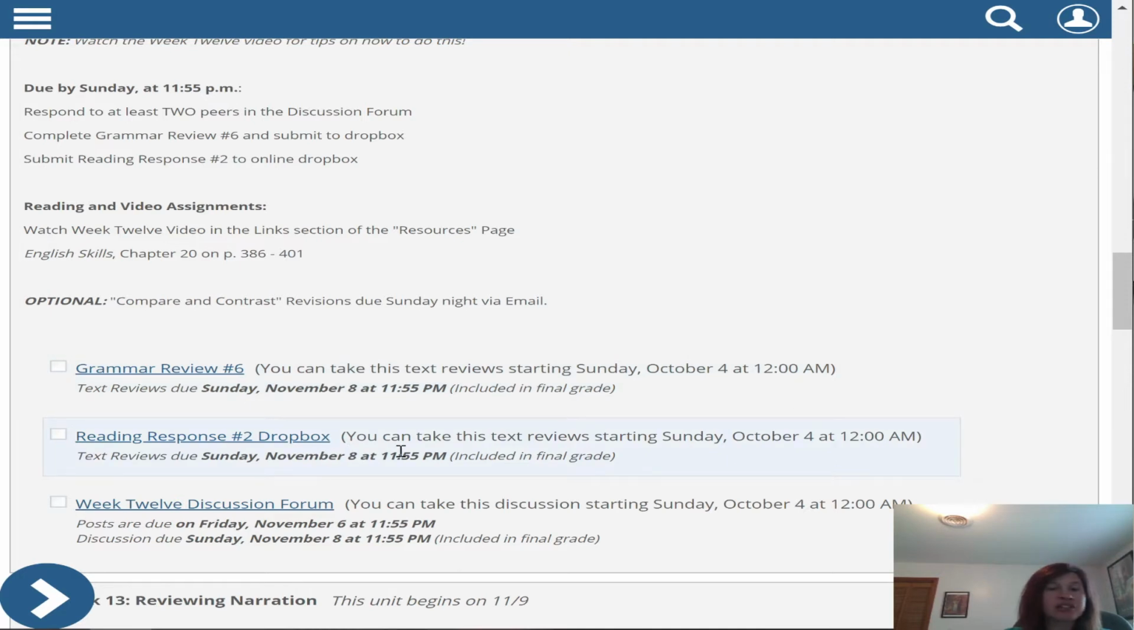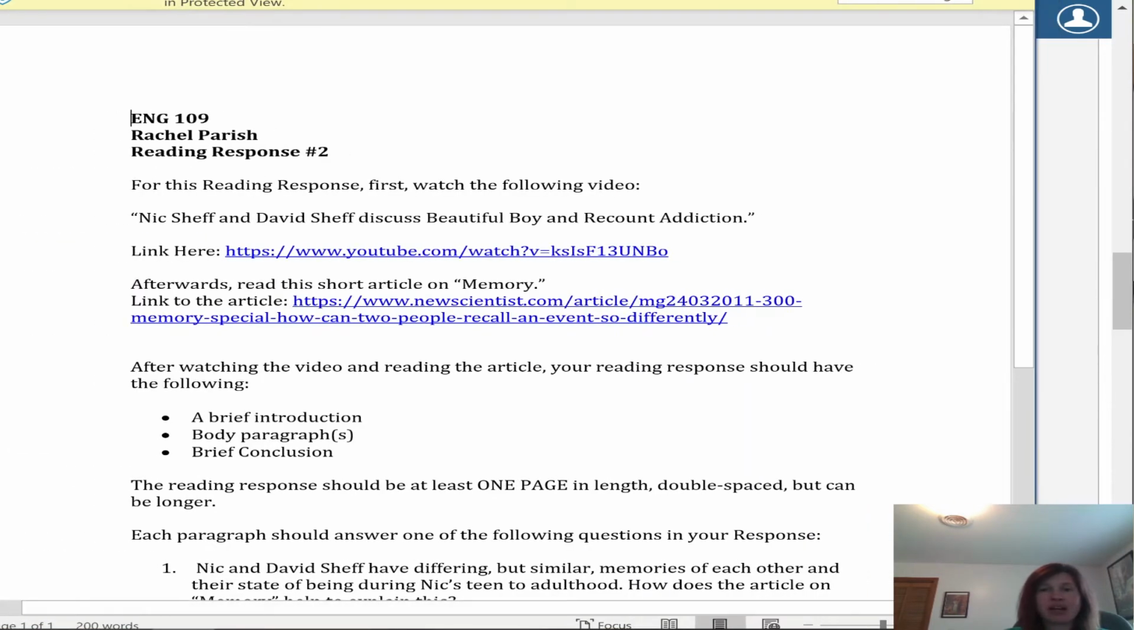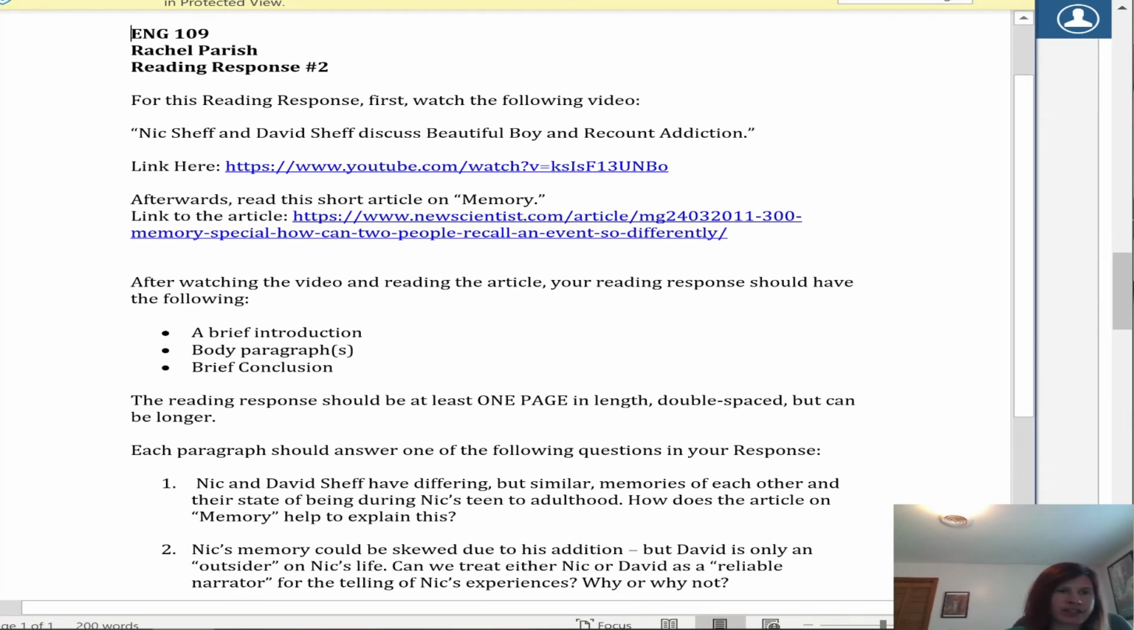The next assignment is also due Sunday, November 8th, and that is reading response number 2. Since we're finishing up narration this week and next week, I really like these 2 books, and we will talk about these in English 122, but also when I was in graduate school, we had to read these 2 novels. They're really good. They're nonfiction. One is by Nick Sheff, and it's called Tweak, and the other one is by his father, David Sheff, and it's called Beautiful Boy.